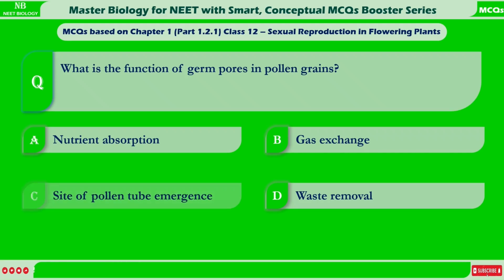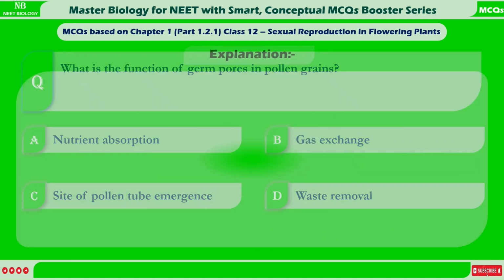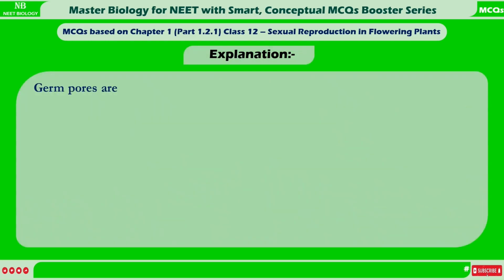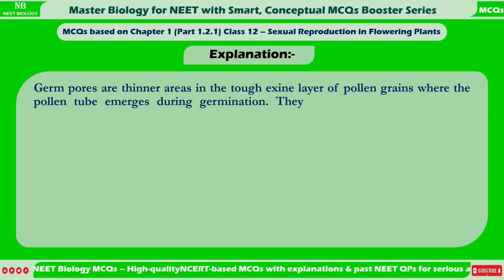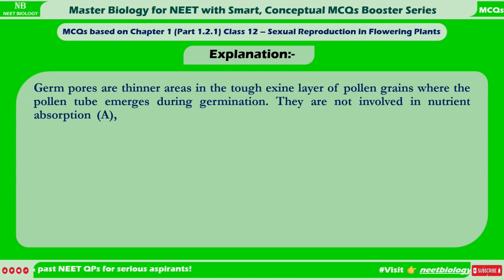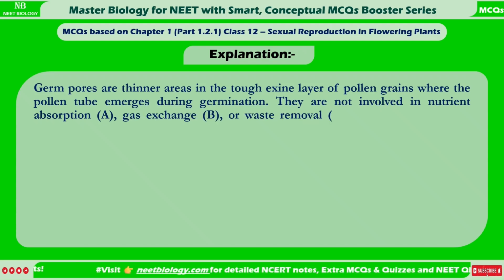Correct answer is C. Site of pollen tube emergence. Explanation. Germ pores are thinner areas in the tough exine layer of pollen grains where the pollen tube emerges during germination. They are not involved in nutrient absorption, A, gas exchange, B, or waste removal, D, which are cellular or tissue-level functions unrelated to the structure of pollen.